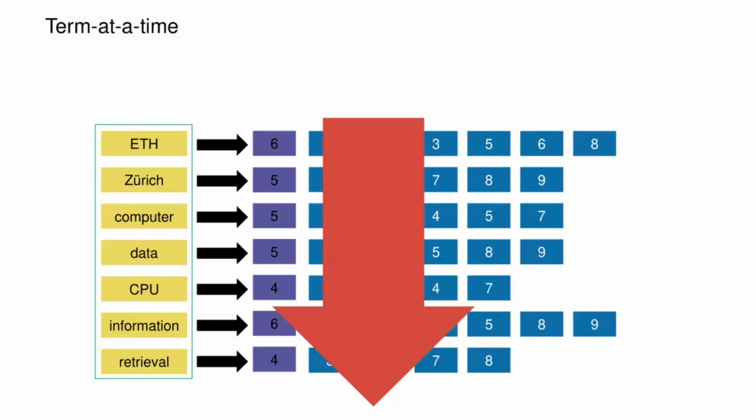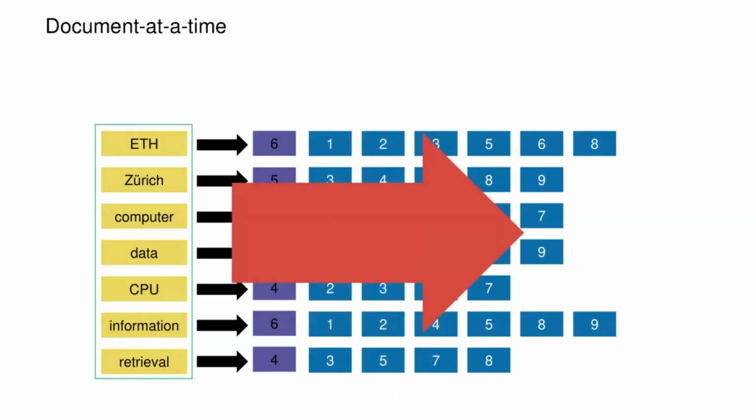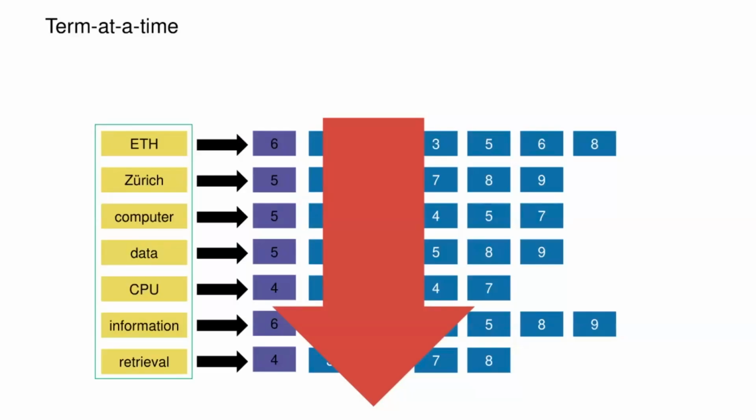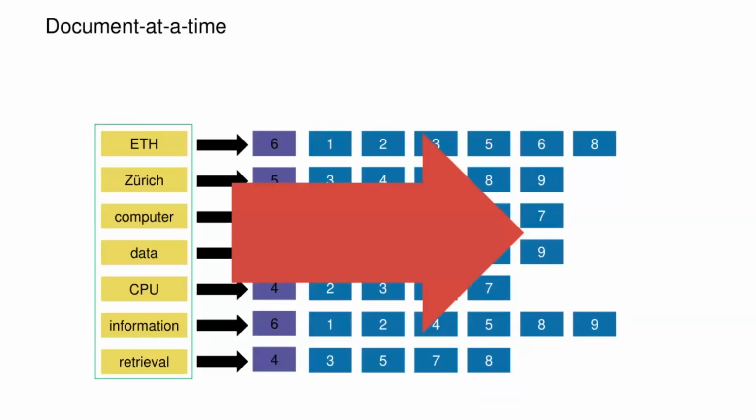I'm going to show you animations for the two, but obviously it gives us the same thing. It doesn't matter in which order we accumulate the TF-IDFs, because the result is going to be the same. But you just need to be aware there are two ways of doing that: term at a time, document at a time.